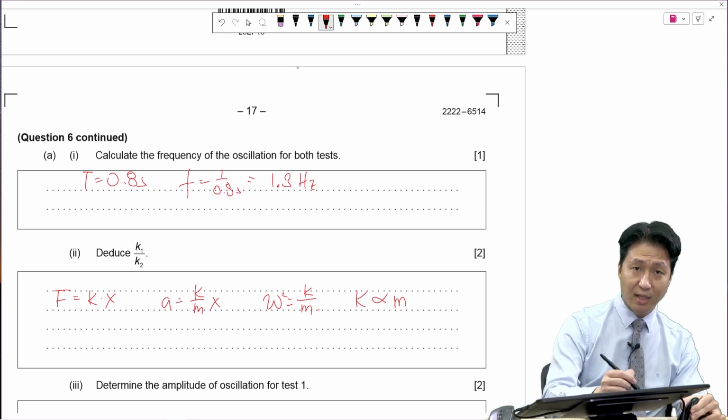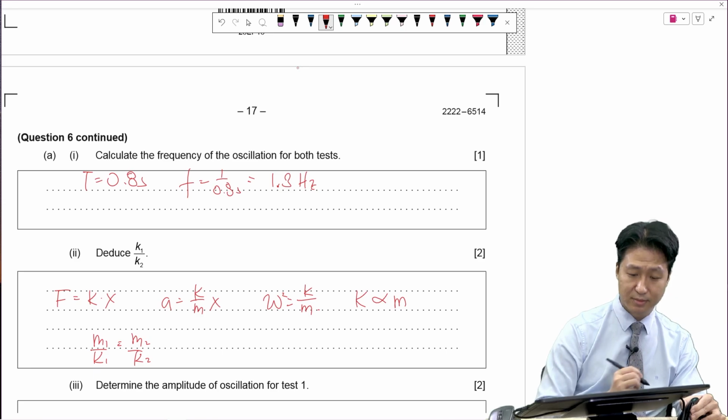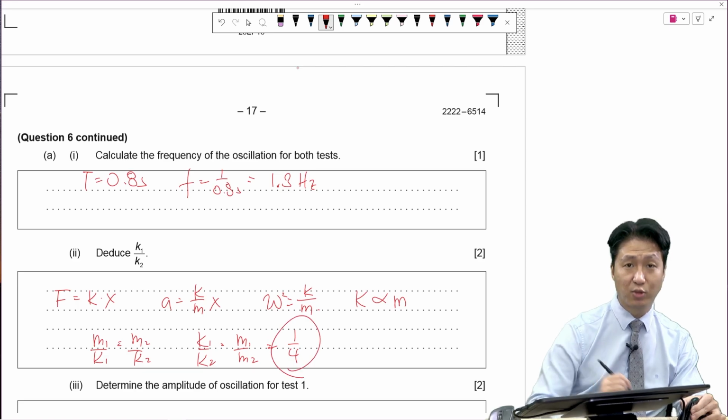Okay. That means mass 1 over the spring constant 1 is equal to mass 2 over the spring constant 2. That means the ratio K1 over K2 would equal, again, mass 1 over mass 2. And this is 1 kilogram over 4 kilograms, so the answer is 1 over 4.